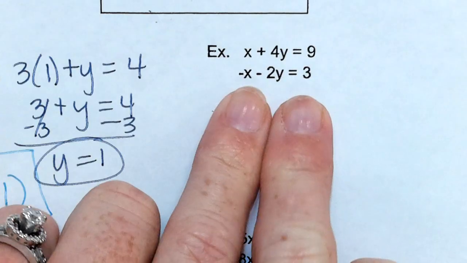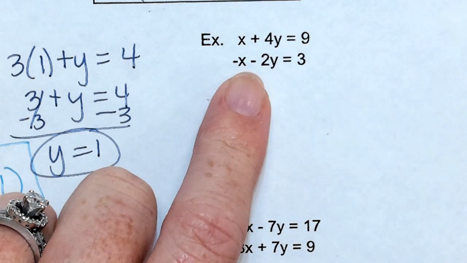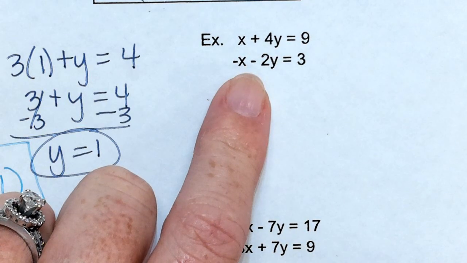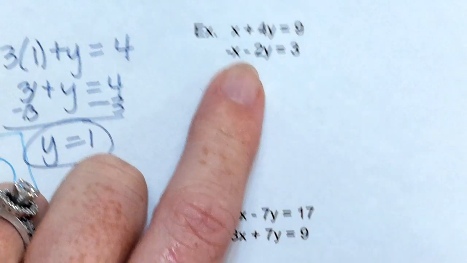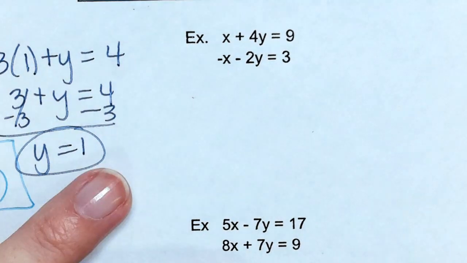All right, look at this one. Is it in standard form, both of them? Are they stacked on top of each other? Would one of them eliminate when I add? What's going to eliminate? So I'm good to go. Here we go. Let's go combine them.